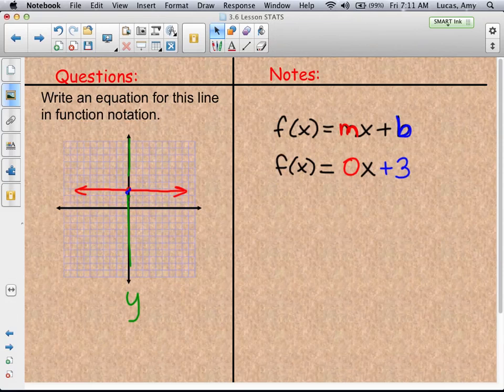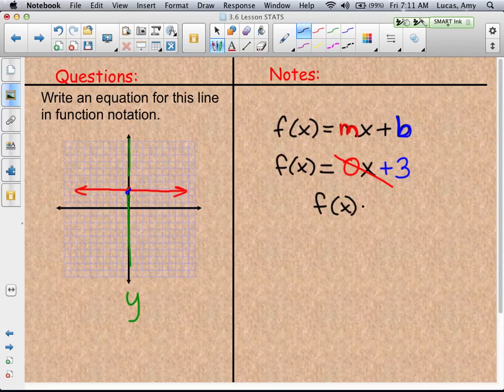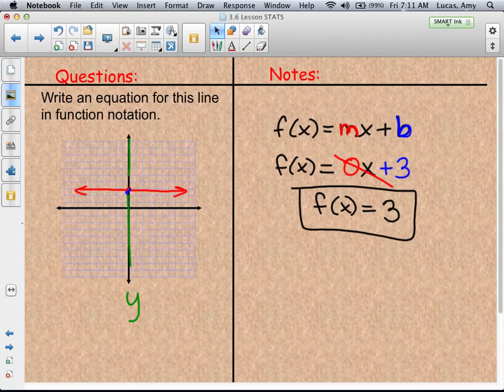0 times anything, we remember, is 0. So that means that this doesn't even have to be written in our equation. So the equation for this horizontal line is just f of x equals 3. Every point on that line has a y coordinate of 3, no matter what x is. So no matter what you plug in for x, you're going to get 3.